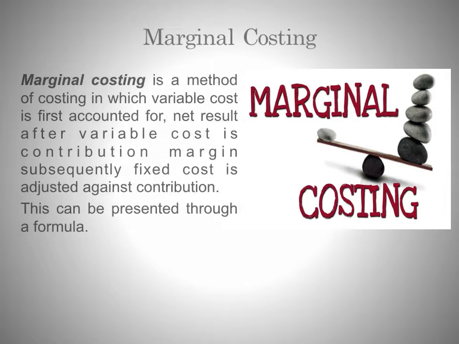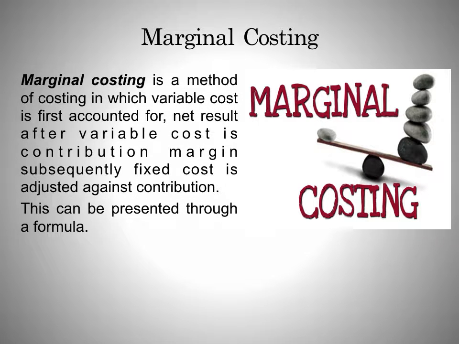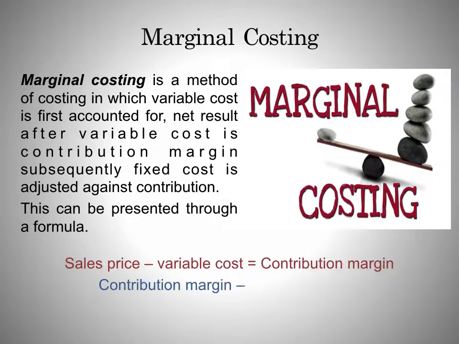Marginal costing. Marginal costing is a method of costing in which variable cost is first accounted for, the net result after variable cost is contribution margin, subsequently fixed cost is adjusted against contribution. This can be presented through a formula. Marginal costing.